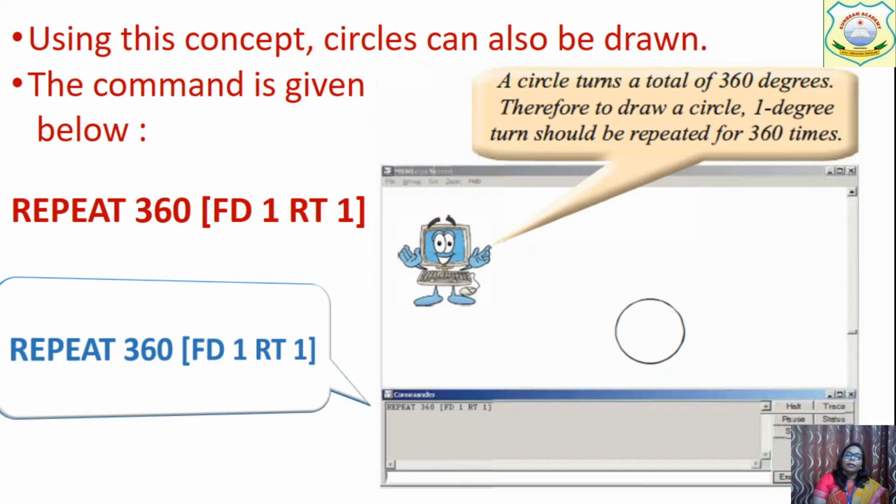Now using the repeat command, we can also draw the circle. How? A circle turns a total of 360 degrees. So sides we consider as 360.